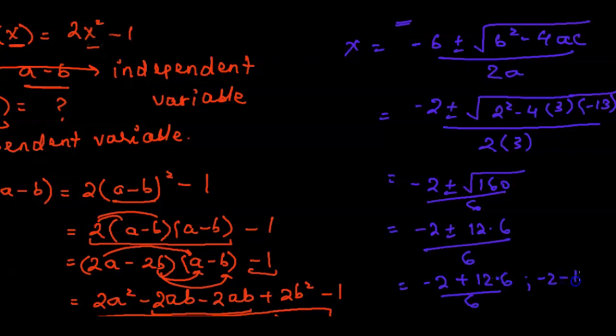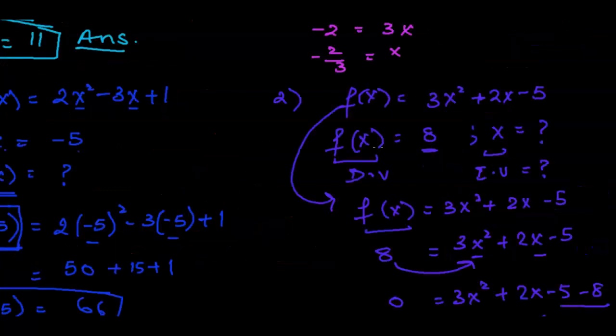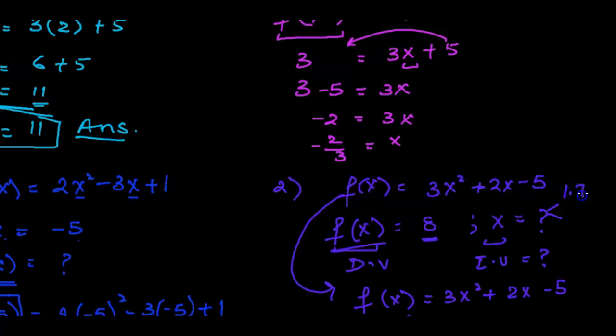So minus 2 plus 12.6 by 6. When all of this is put in the calculator, we get 1.76, or we can say 1.77. And minus 2 minus 12.6 by 6, when all of this is put in the calculator, we get negative 2.43. Going back to the question, this means when f(x) or the dependent variable value is 8, the x value could be two answers. One is 1.77 and the other is negative 2.43.